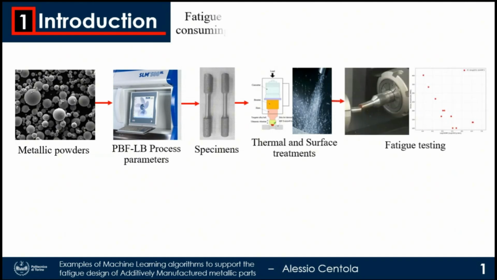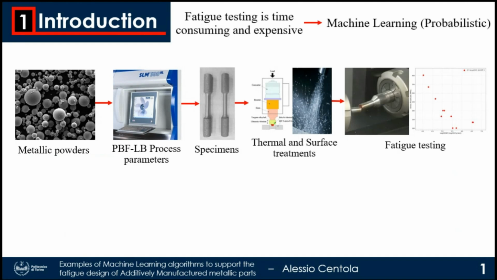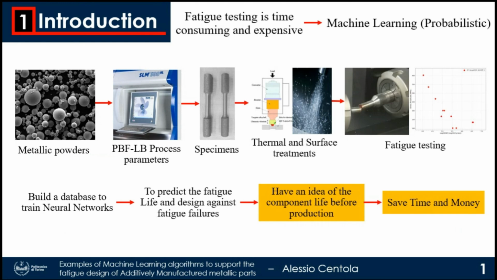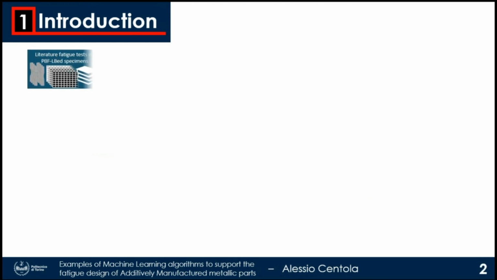But as we all know, this is quite time-consuming and expensive, so this justifies the employment of machine learning algorithms, which are also declined in a probabilistic framework. In order to do so, we need to build a training database to train a neural network, and then this allows us to predict the fatigue life and design against fatigue failures. This allows us to have an idea of the component life before production, and at the same time to save time and money. To do so, we need to scavenge the literature in search of fatigue tests.